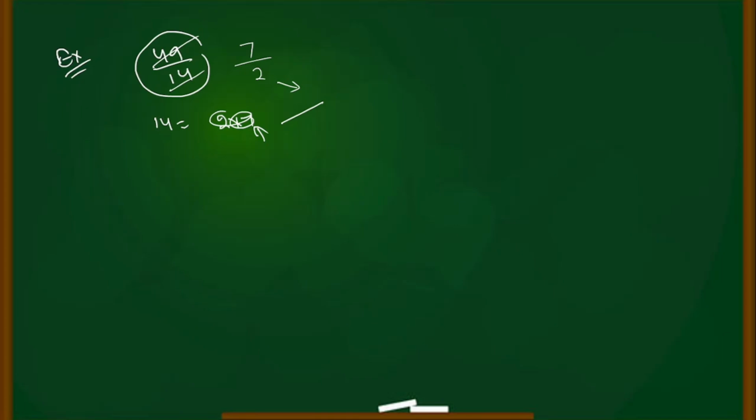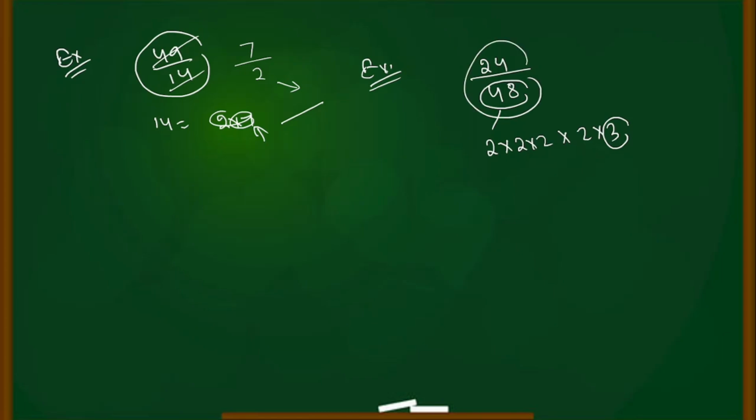All of you understand? Suppose again another example: 24 divided by 48. If you simply take 48 as the denominator, the prime factors of 48 are 2 into 2 into 2 into 2 into 3. Now 3 is there, so it would be non-terminating, but it is incorrect, because this rational number is not in standard form.